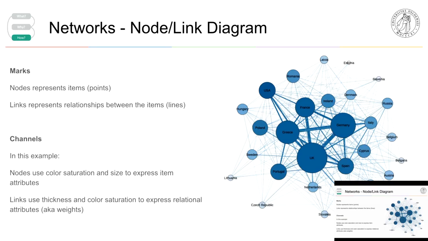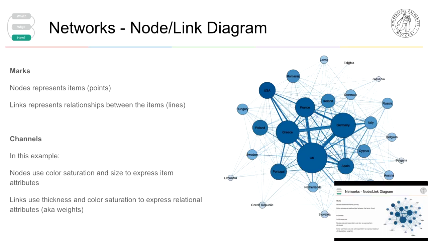Networks can be expressed using many different techniques. One of the most popular techniques is the node link diagram. In this technique, the nodes represent the items, so they are drawn using a point mark. And links represent relationships between the items, and these are drawn using line marks.